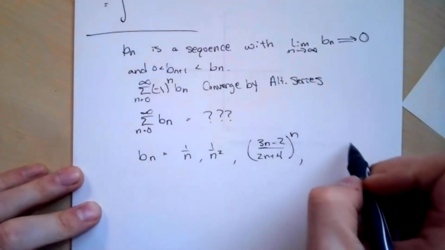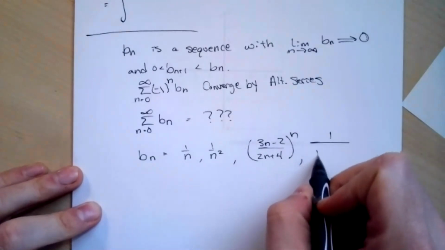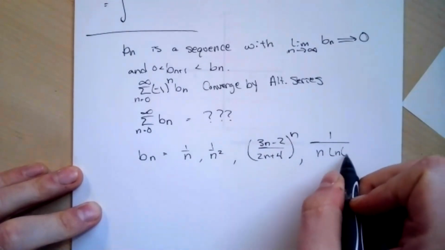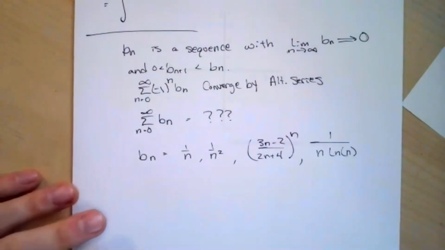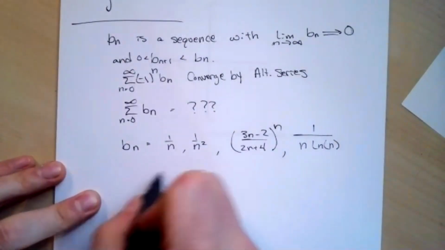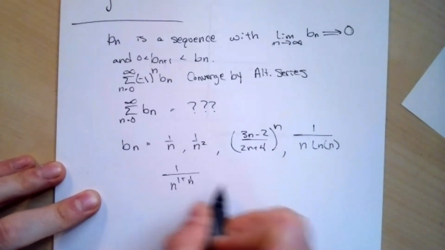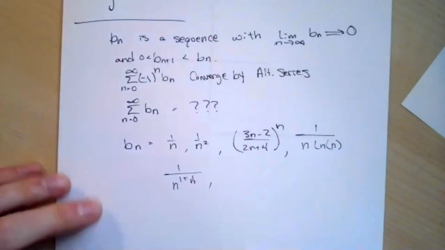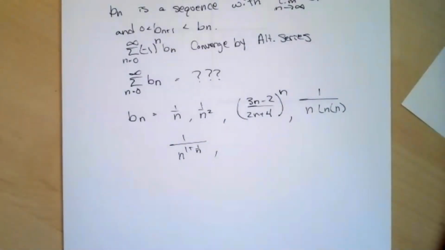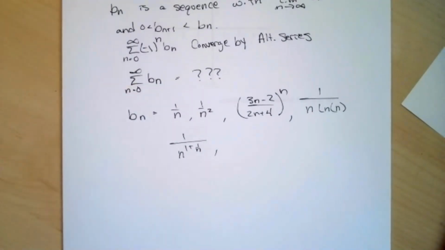Any of those types of things. 1 over n natural log of n is a good one. Things like 1 over n to the 1 plus 1 over n. That one's a hard one to do. And all of these, each different, depending on what the sequence actually is, you would have to do a different test to see if it will converge absolutely.